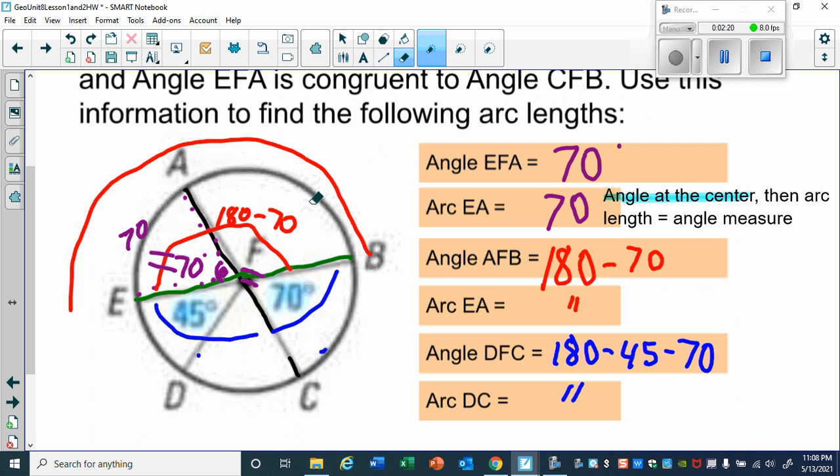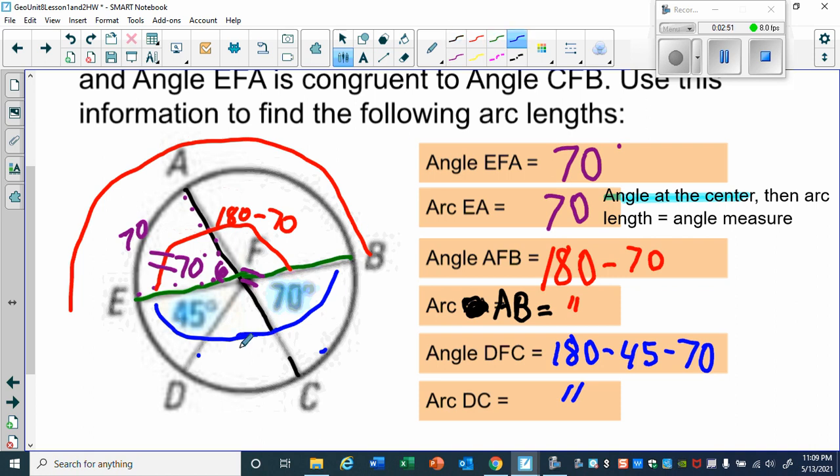Once you get that angle AFB, the arc, this should have been, and I fixed it on your actual Google form, arc AB, not EA. That was a typo. If you answered the one for EA, okay, but it should be arc AB. Now for the last one.